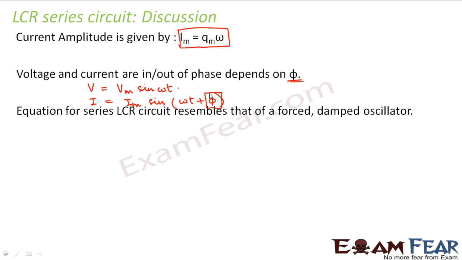Equation for series LCR circuit resembles that of a forced damped oscillator. So did you notice that? Before I told this, did you notice the equation which we solved, that is L d square q divided by dt square plus R dq by dt plus q by c is equal to Vm sine omega t. So if you look at this expression, this equation resembles or it is very much similar to the equation for a forced damped oscillator which we studied in our oscillations lesson of class 11. Right? So these were some important points of discussion on LCR circuit.